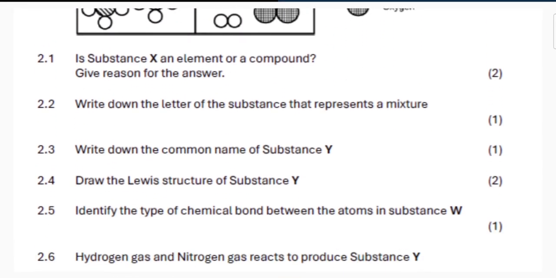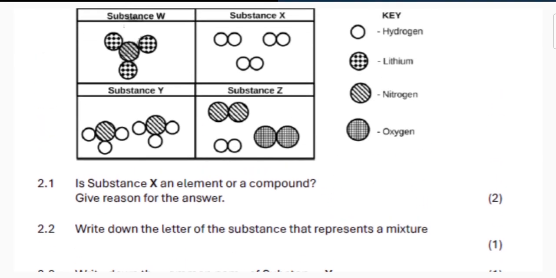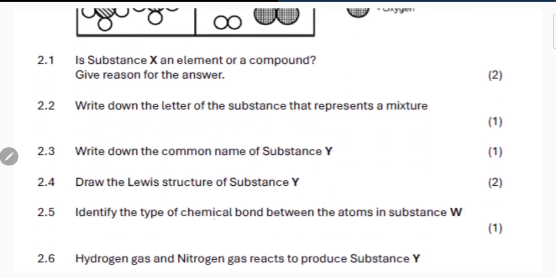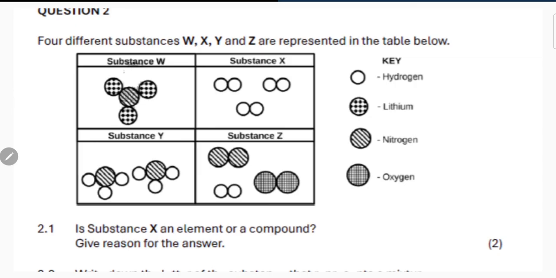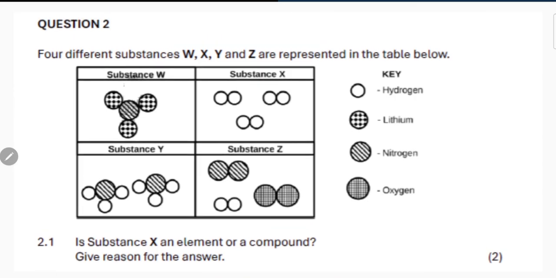Then now, identify the type of chemical bond between atoms in substance W. The type of chemical bond. Is it ionic, covalent, metallic?